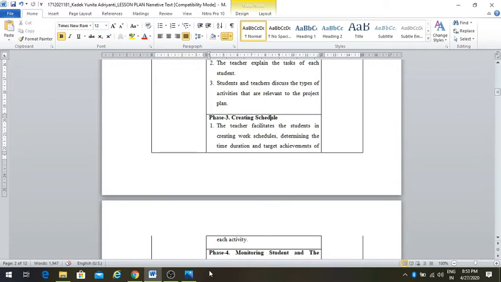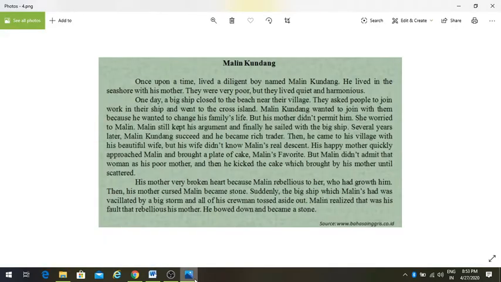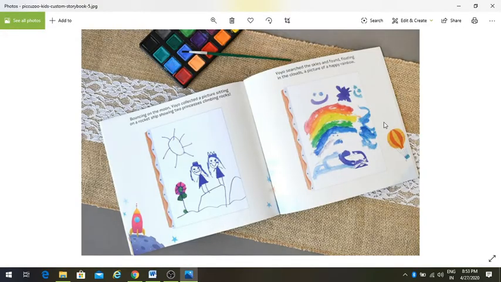So here is the example of the project. Here is the example of the picture storybook that I mentioned before. But remember, this is only an example to give you an illustration about the project. Of course, the students in 11th grade of senior high school can do better, can create a better picture and story than this example.